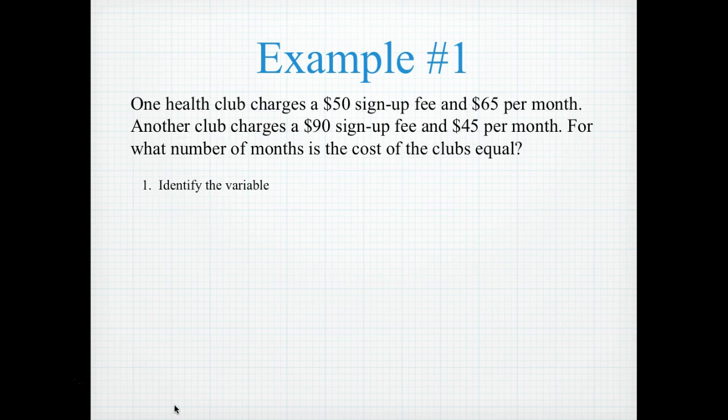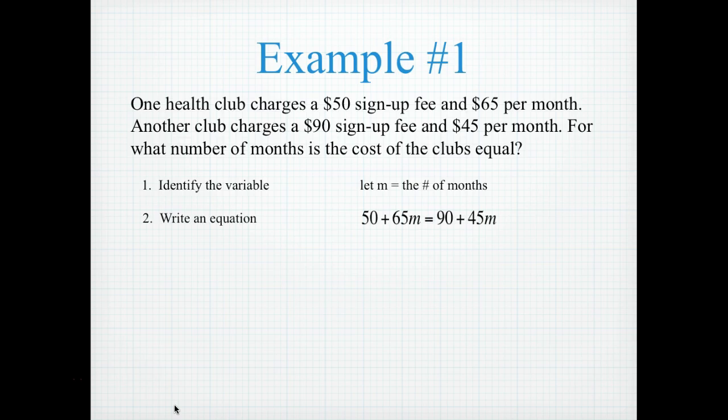First step is to identify the variable, and we're going to identify the variable M to represent the number of months that we've joined each gym as we analyze the cost of each one. At some point, the cost of a club is going to take over and become more expensive than the other club, and we want to know after how many months that's going to occur. Next, we need to write an equation.